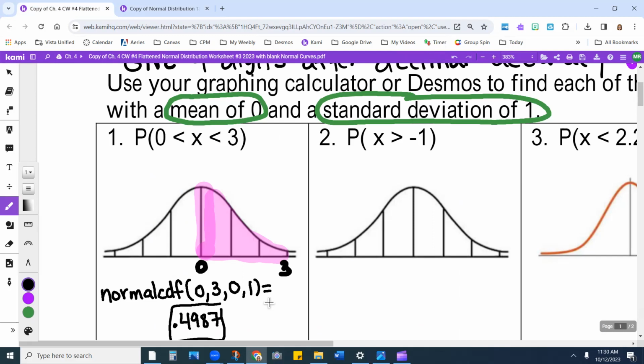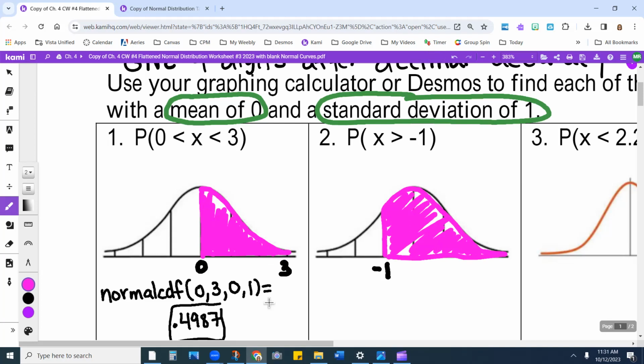On the next one, I am going to be shading, and here I'm just going to do it this way, so we are shading this whole section here. This one here, I am going to be going from -1 up. So I am going to be starting here and I'm going to be shading everything over here. So I want that whole area.